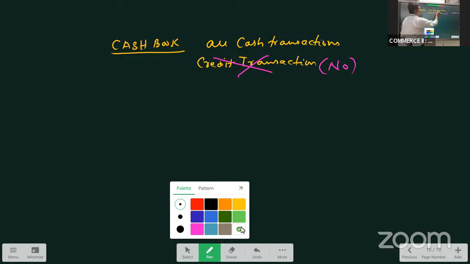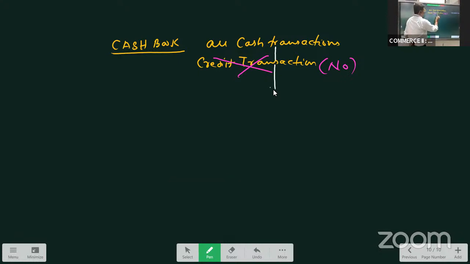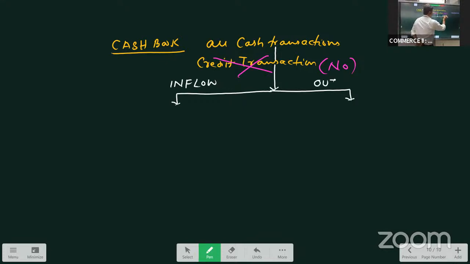What are cash transactions? Cash transactions can be classified into two. Cash transactions क्या हो सकते हैं? या तो पैसा बिजनेस में आता या तो पैसा बिजनेस से बाहर जाता. There are two possibilities: either there is inflow of cash or there is outflow of cash.